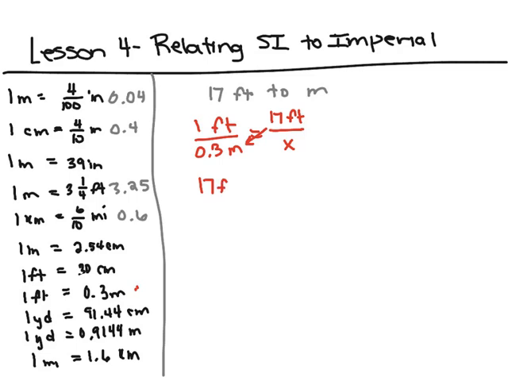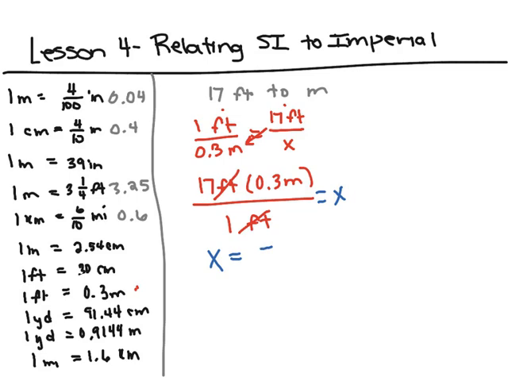So 17 feet times 0.3 meters divided by 1 foot. Now notice these two units are going to cancel, and all we'll be left with is meters. So anytime you have two of the same kind of unit, they're going to cancel each other out. So if you multiply 17 times 0.3, you should get X to equal 5.1, and our unit is meters. So 17 feet is 5.1 meters.